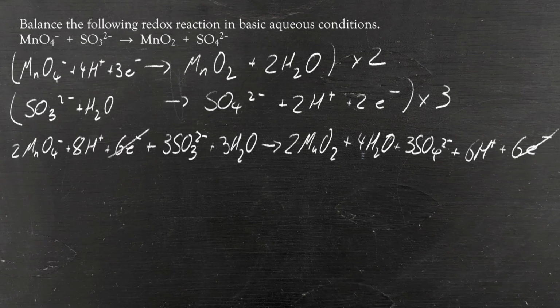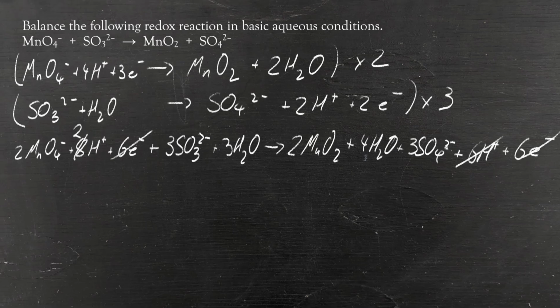We have 6H+ on the right, 8 on the left, so we get rid of those 6 and chop this down to 2. We have 3 water molecules on the left, but 4 on the right. So we can get rid of these 3 and update this to being just 1. Everything is now balanced. However, the question said that we were in basic conditions, so we can't have H+ as one of our reactants.